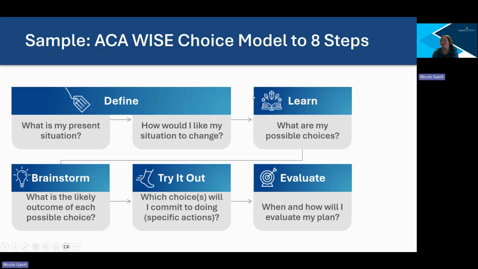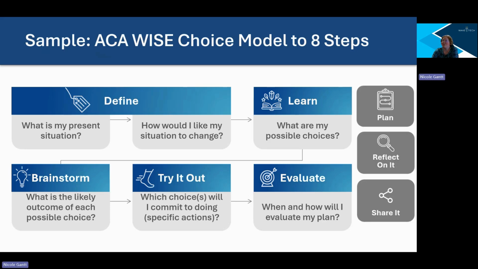In this model, blocks 1 and 2 are equivalent to the define step, block 3 is learn, and block 4 is brainstorm. Block 5, asking which choices will I commit to doing, maps to try it out, and block 6, the students evaluate. We notice that in this model, some steps are not used. This model doesn't show step 4, plan, though we might see it in block 5. Neither does it include step 7, reflect and revise, or step 8, share. What is one way that we could include one of these?